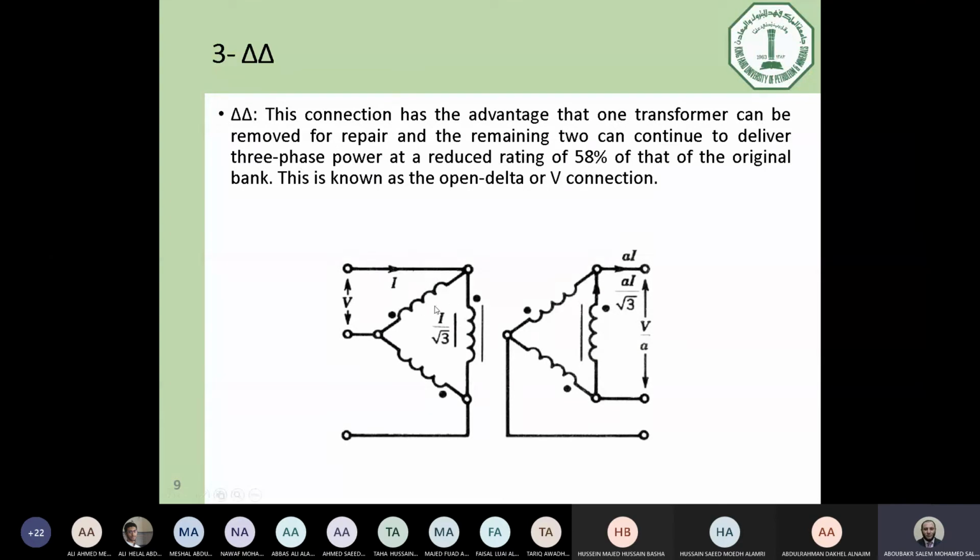One open phase is called V connection, because if you have this winding, for instance, not connected, the connection will be like a V, or we call it open delta. So this is possible and can transfer 58% of the rated power.